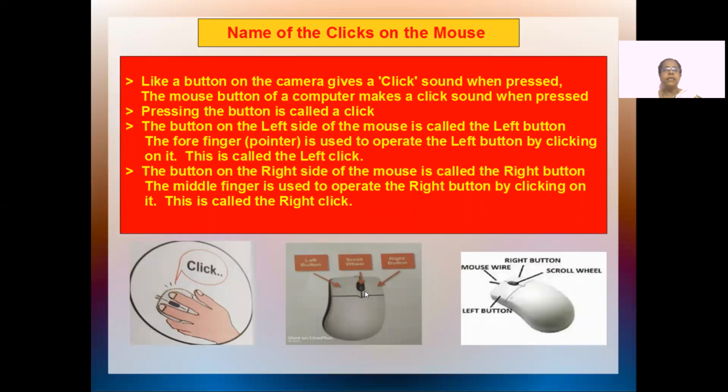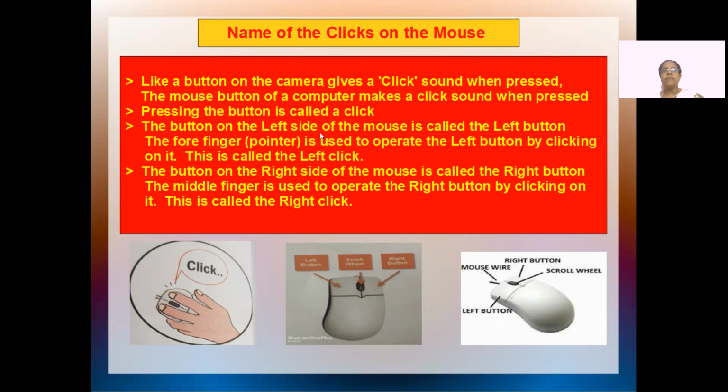Now, when we click any of these buttons, it makes a click sound. When you click the camera button, it makes a click sound. So also the mouse button: when you press the mouse button, it makes a click sound. This is called a mouse click.